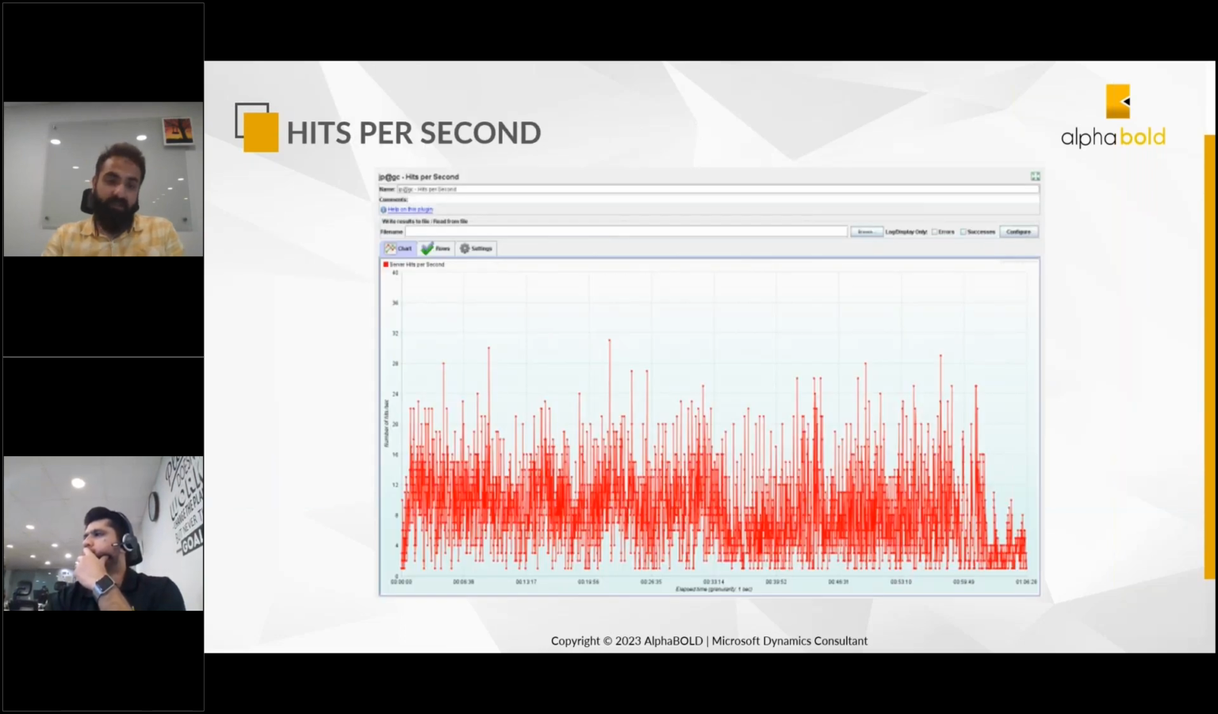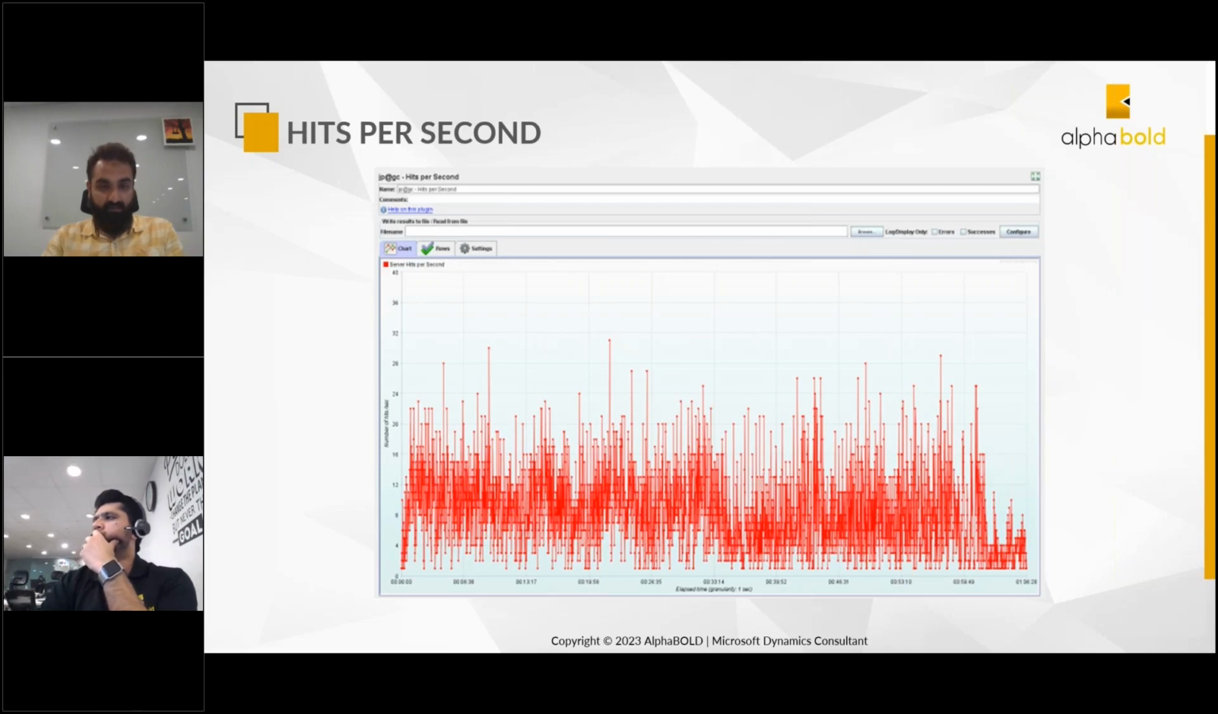And this is hits per second. It is on the server side. So the server is getting hit per second. It is also a time plotted graph, so it also gives us the results. The server is getting that many hits per second during the execution of our script. Next slide, please.